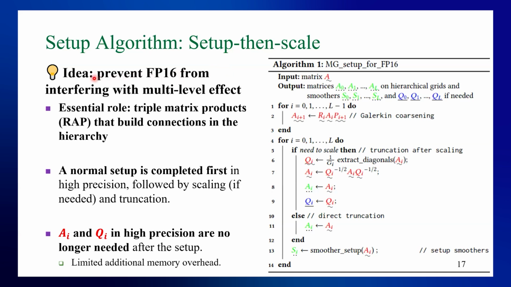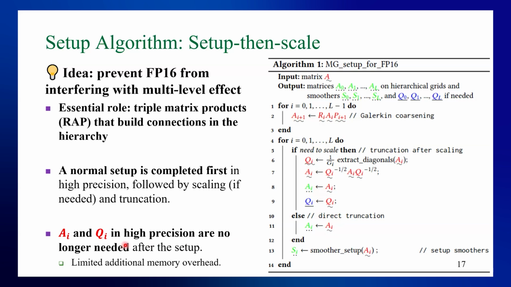The key idea is to prevent FP16 from interfering with multi-level effects. The triple measure product plays an essential role in AMG because it builds up the connection between the consecutive levels. It is sensitive because of the entire chain throughout all levels, and thus very vulnerable to FP16. So as you can see here, a normal setup is completed first in high precision, including the triple measure product here, then followed by scaling and truncation.